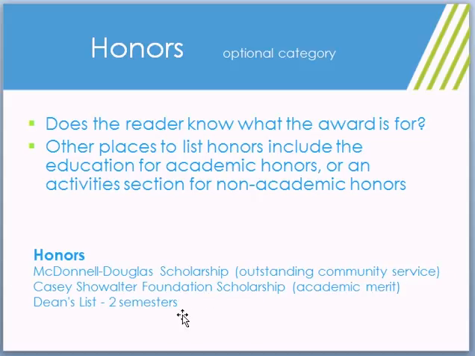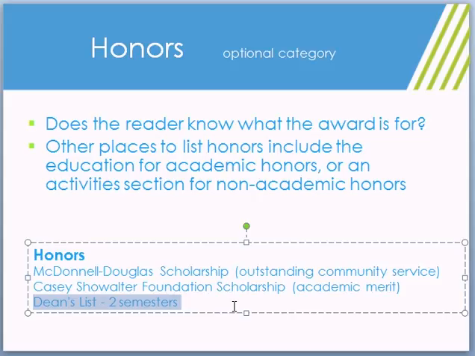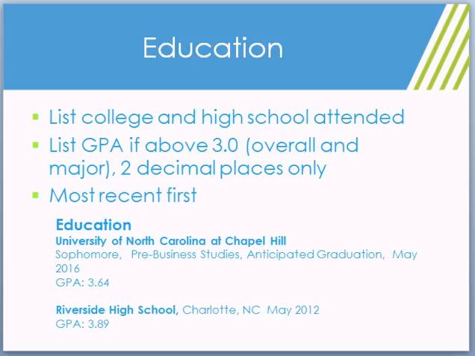And then Dean's List, if you've been on the Dean's List, indicate how many semesters. If you've been on it all semesters, go ahead and put all semesters. However, here's a caveat to this. If the Dean's List is the only piece of information you are including in the honors section, do not have an honors section. You would put the Dean's List back in the education section, so back here, and it would go right under your GPA.